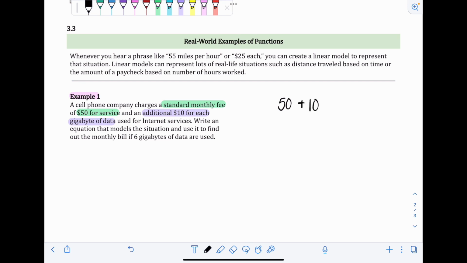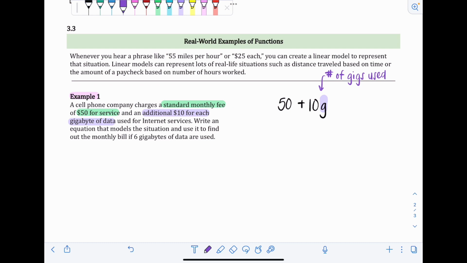But it's not just 10, it's $10 for each gigabyte used. So if you use 1 gig, you would do 10 times 1. If you use 2 gigs, you get charged 10 times 2, $20. 3 gigs would be 10 times 3. So if you're getting charged $10 for each gigabyte, you have to take 10 and multiply it by the amount of gigabytes that you go through. So to represent that, we can use X or G, whatever you want. But that's going to be a variable because that depends on how much you use. So G is going to be the number of gigabytes used.